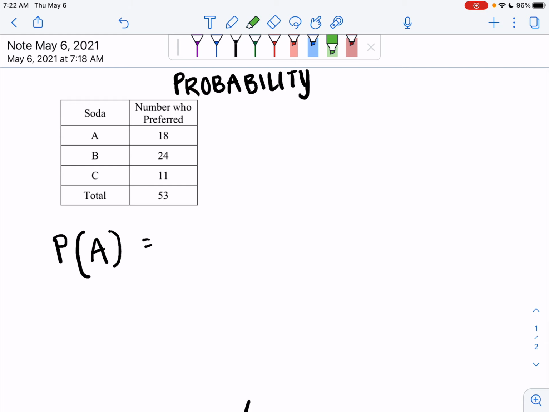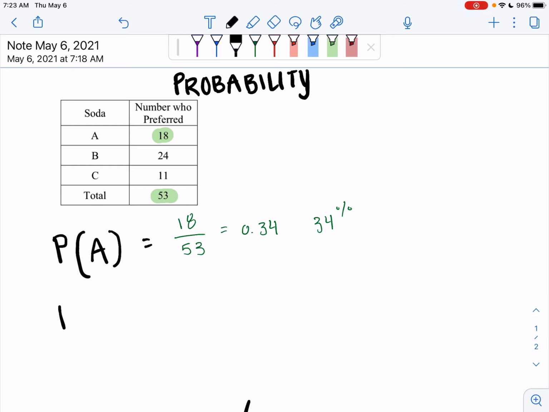In that case, we're going to take the number of people who prefer soda A and divide it by the total. So we'll see 18 people prefer soda A divided by 53. So we go out 2 decimal places. So we can say there's a 34% chance of randomly selecting someone who likes soda A.